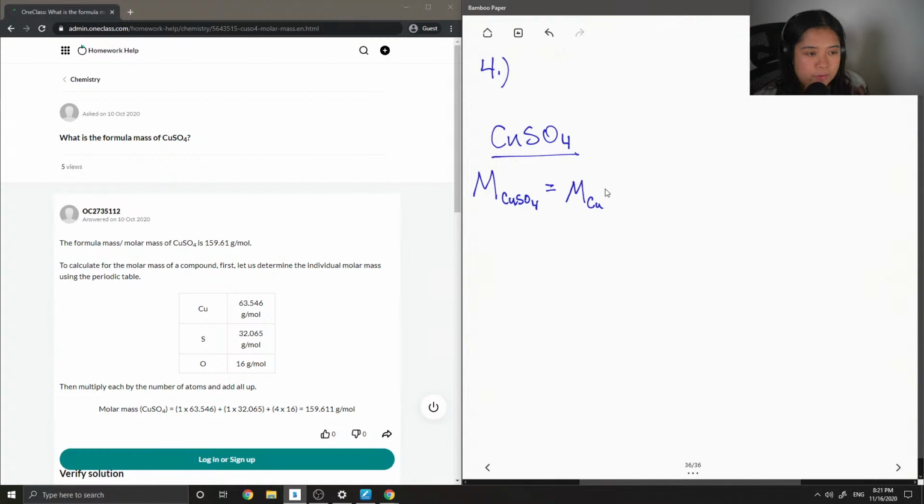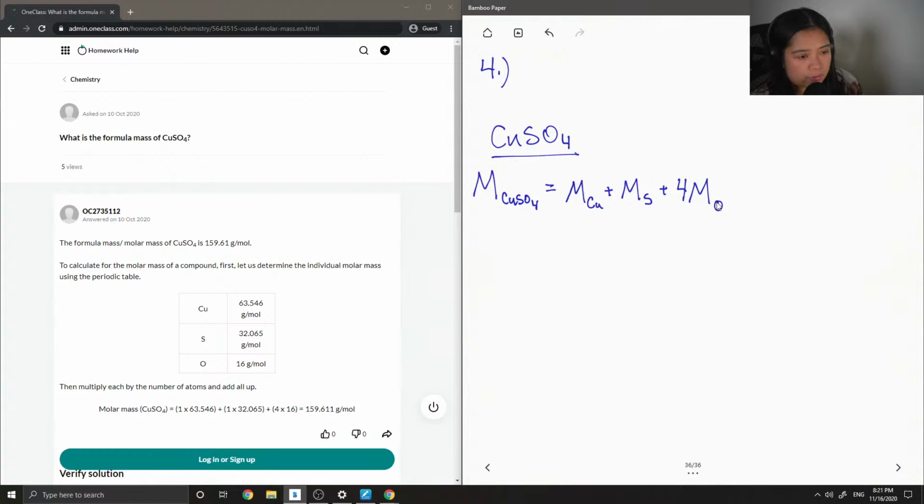The molar mass of copper plus the molar mass of sulfur plus 4 times the molar mass of oxygen, since there are 4 atoms of oxygen, will give us the total molar mass of copper sulfate.